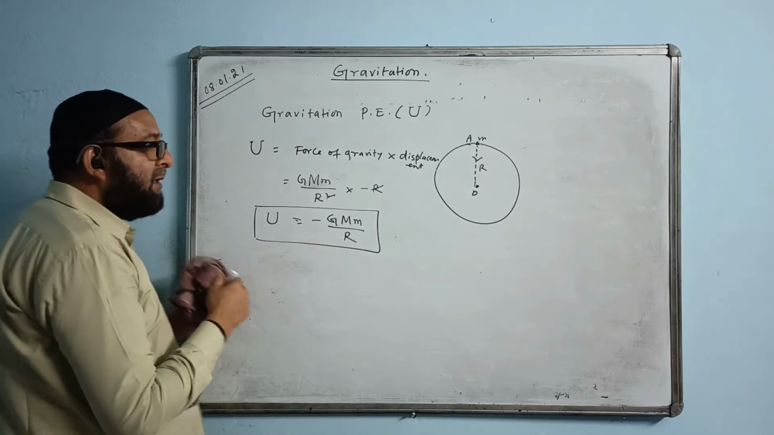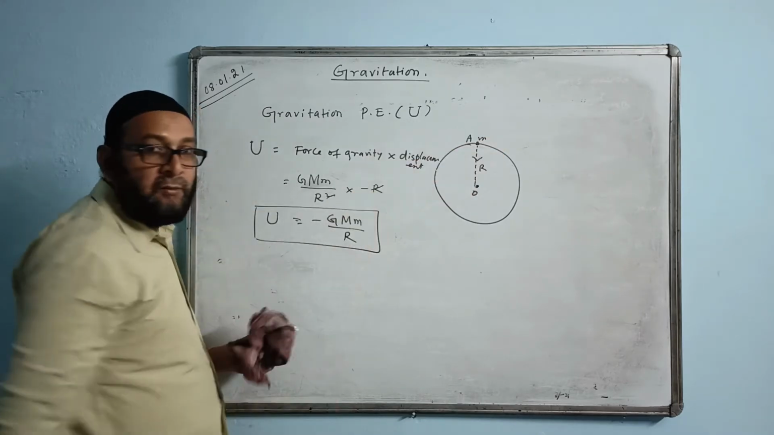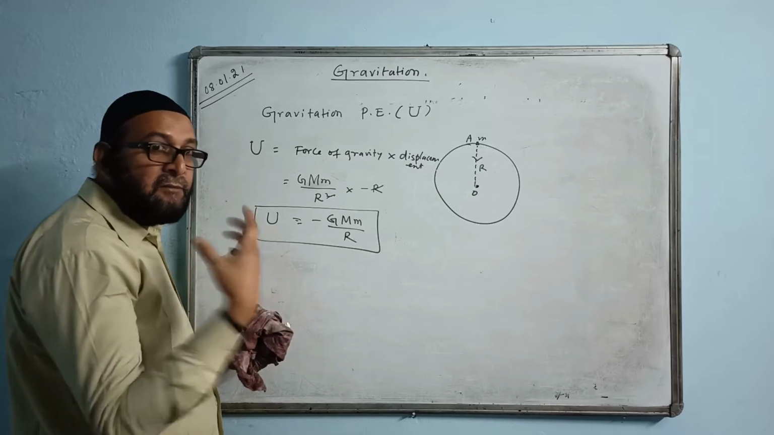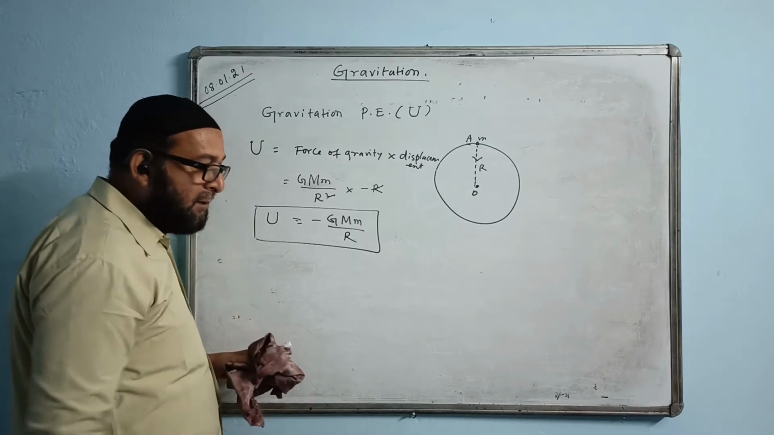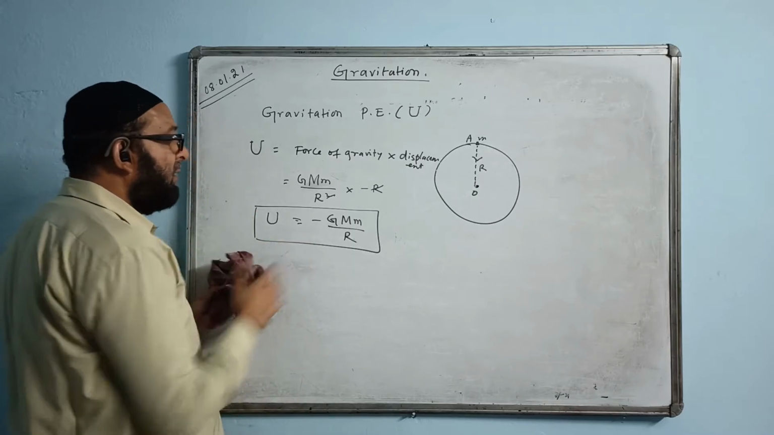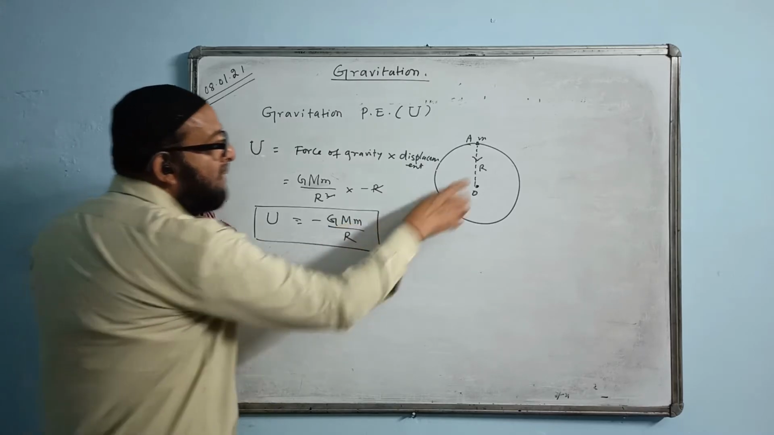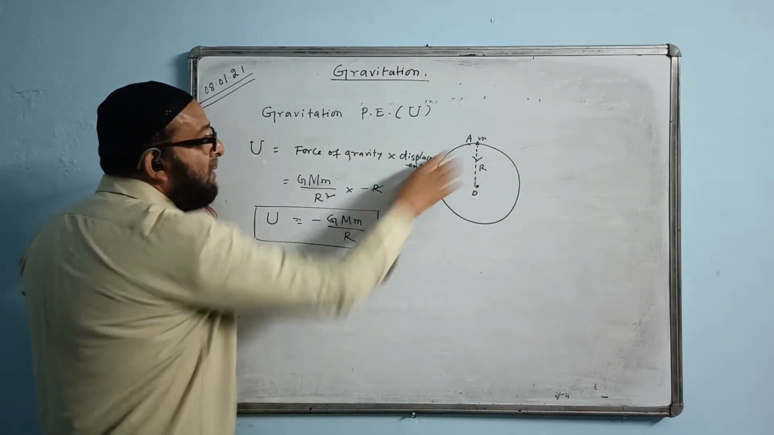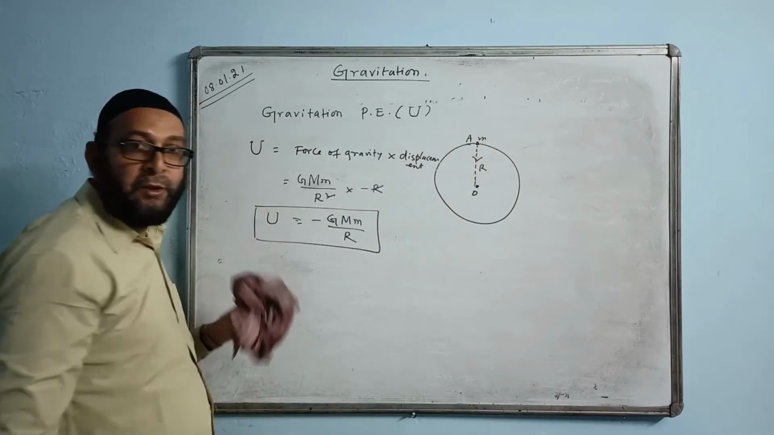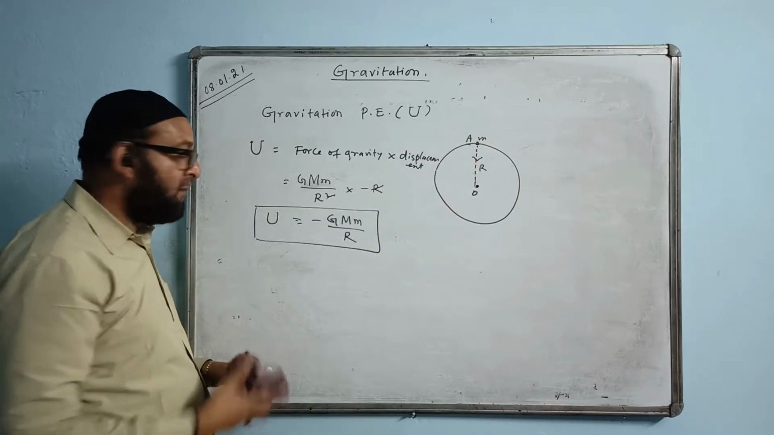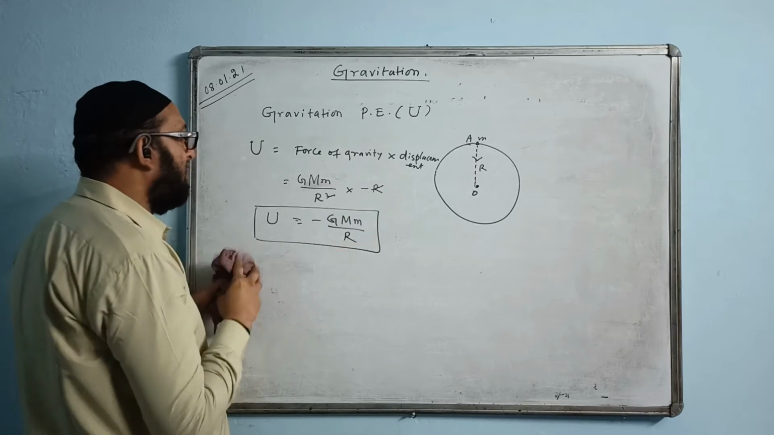Here the minus sign indicates that the body is attracted towards the center of the earth. The body is in the state of attraction. It is attracted by the earth. That's why the minus sign comes here. Capital M is the mass of the earth and small m is the mass of the body, whose potential energy we are finding on the surface of the earth. And R is the radius of the earth.